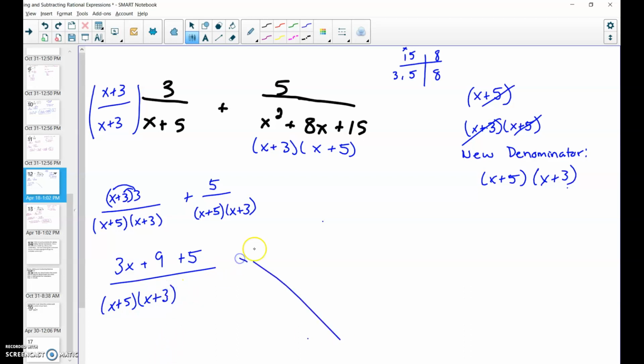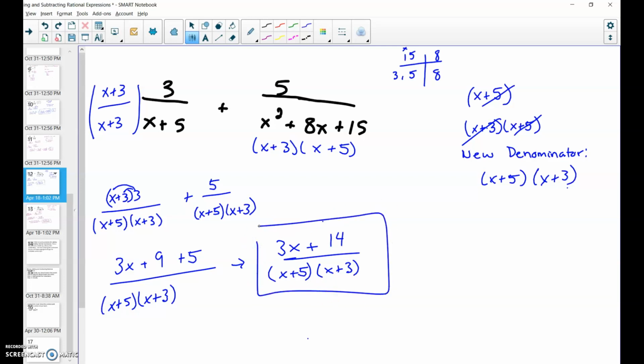All right, add that 5 and that 9 together. So I have 3x plus 14. Okay, and there's nothing I can factor out in the numerator, no way that I can make it simpler. So this is your final answer.